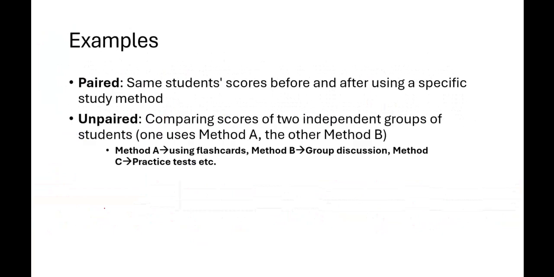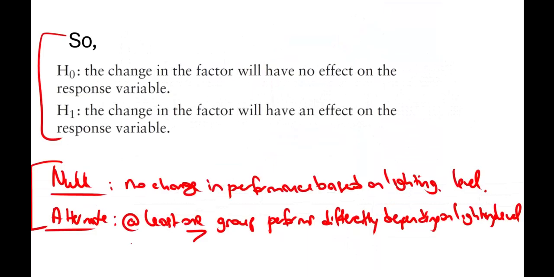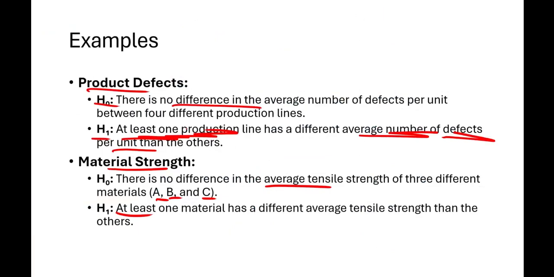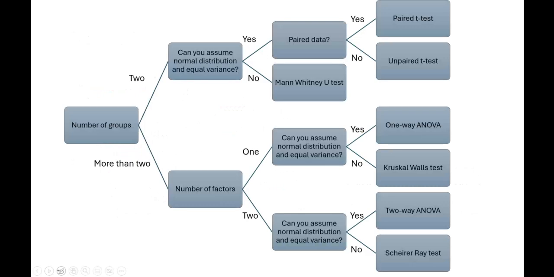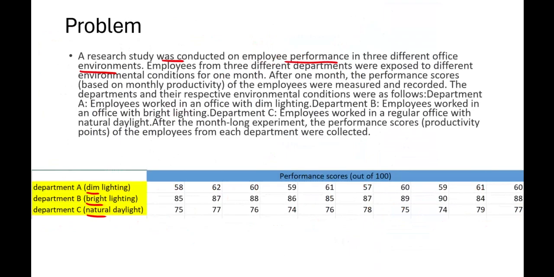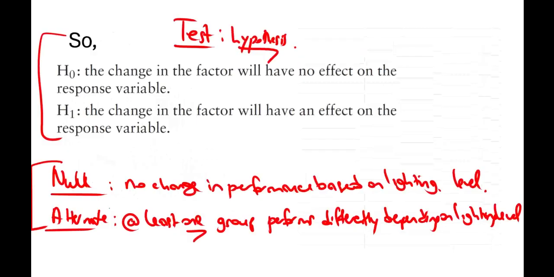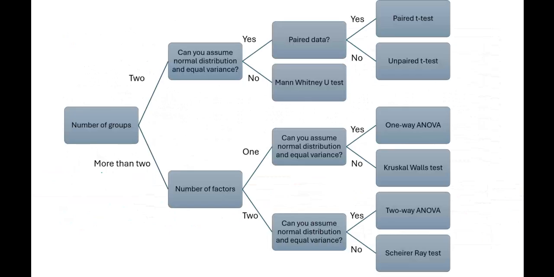The next one comes: how do we test it? Next we have to test the hypothesis. To test the hypothesis we have different roadmaps. The first one is that we have to check for the number of groups. How many groups do we have? If I go back here, we have 1, 2, 3 groups, which means that we have to go this way.